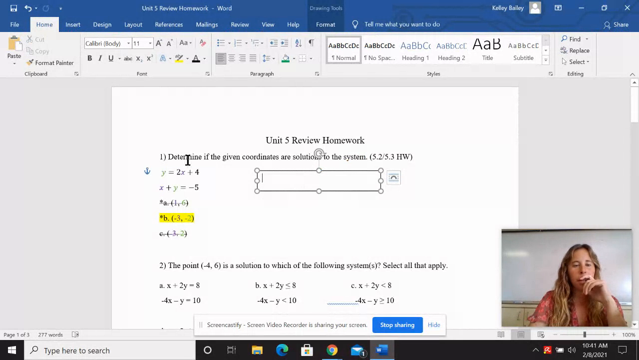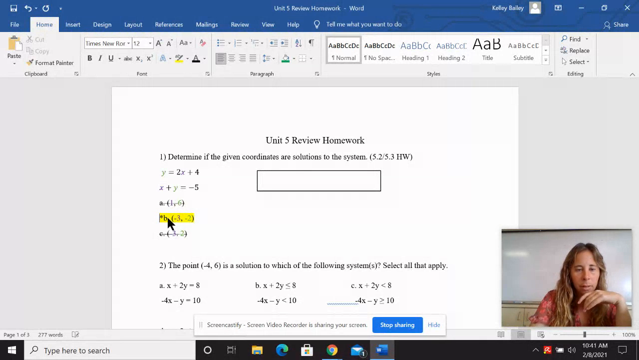So that's your answer. So number 1, your answer is B. Let me get rid of my little stars here. Okay. That's your answer for number 1.